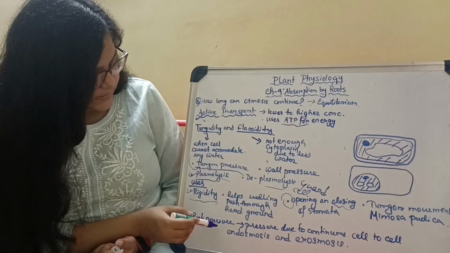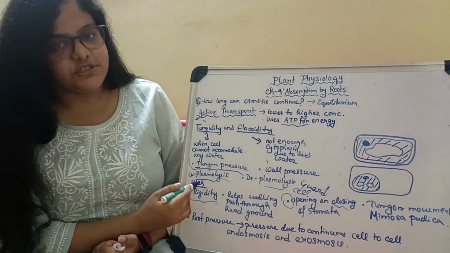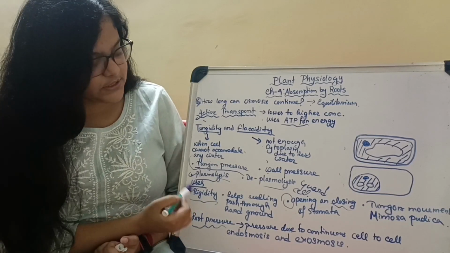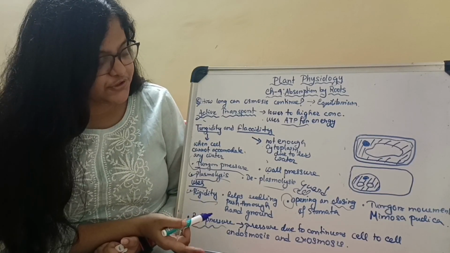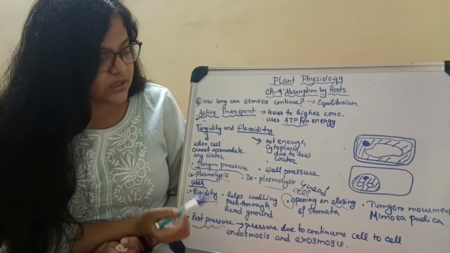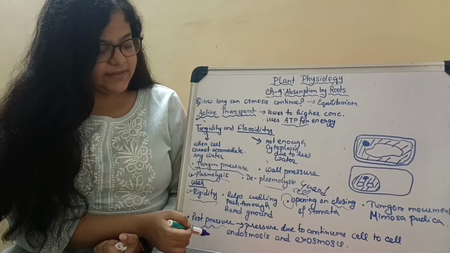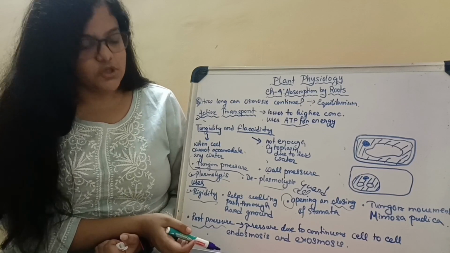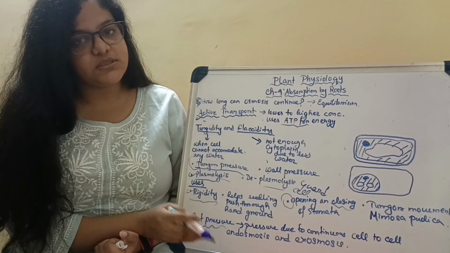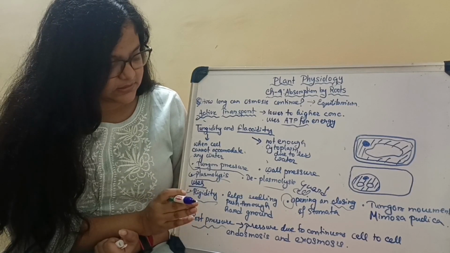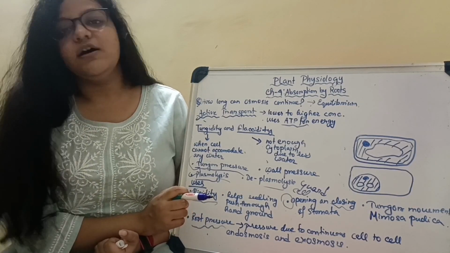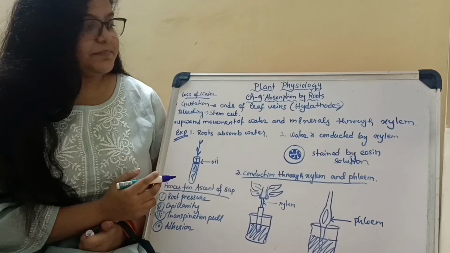Now, there is a very important function of this turgidity, that it creates root pressure. Now, what is root pressure? Root pressure is the pressure that occurs due to the continuous cell-to-cell endosmosis and exosmosis of water, which ultimately pushes the water inside the cells upward throughout the plant. I hope you have understood.